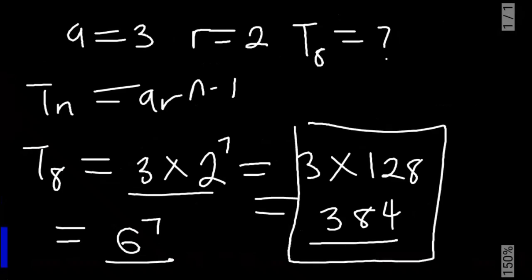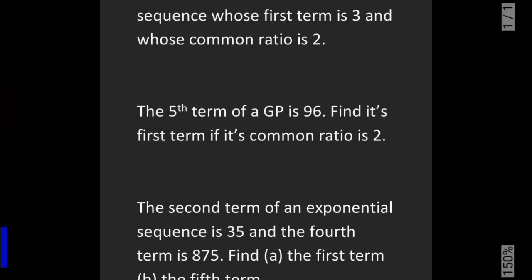So let's step this up a little bit. Our second question says the fifth term of a GP is 96. Another name for the short form of geometrical progression is GP. So the fifth term of a GP is 96, find its first term if its common ratio is 2. So let's list out what we have.